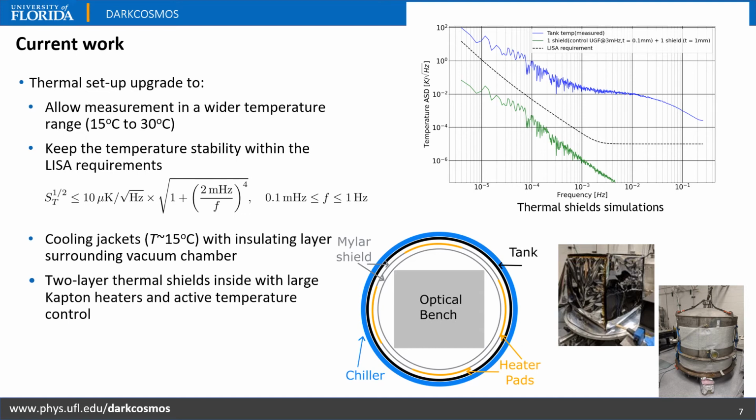with insulating layers around it, and then inside the vacuum chamber 2 layers of thermal shields with large Kapton heaters that can enable an active temperature control. Here you can see a drawing of the concept of the thermal setup. On the right hand side you can see photos of the vacuum chamber, and on the top you can see some simulations where we can see the thermal stability expected inside the vacuum chamber.